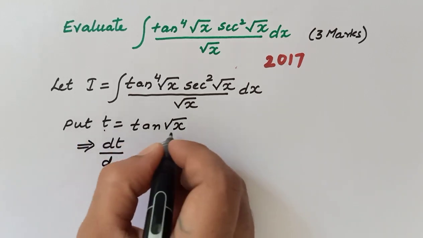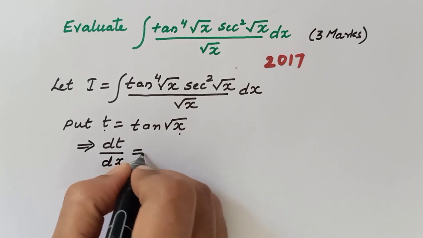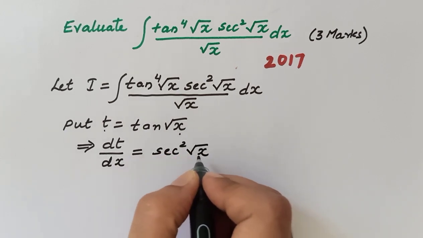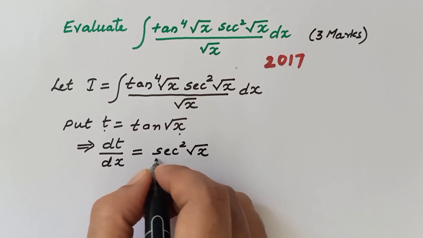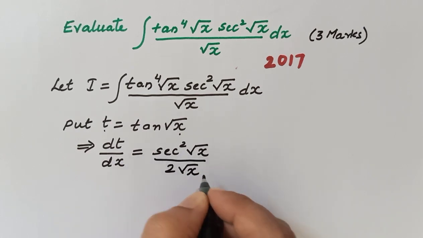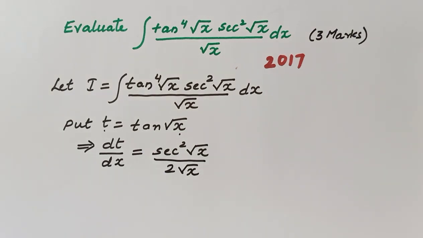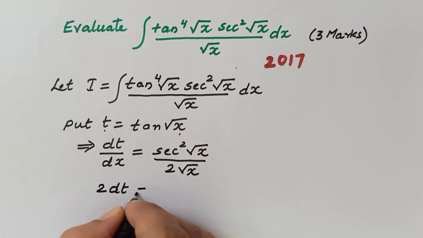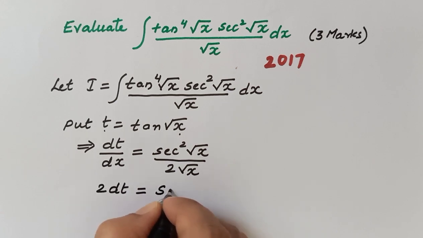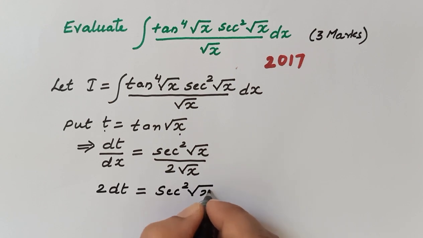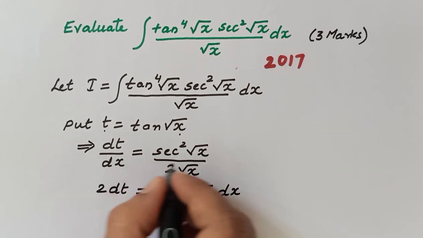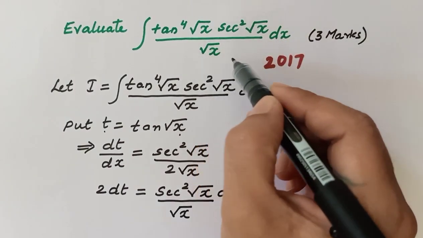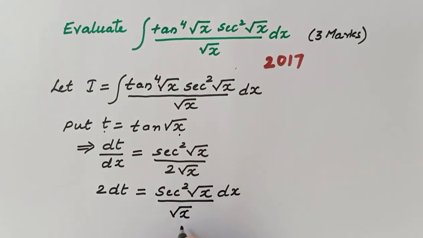Therefore, differentiating this t with respect to x, dt by dx is equal to now secant square root x, and again the differentiation of this root x is equal to 1 by 2 root x. So 1 by 2 root x, or I can write 2 into dt is equal to secant square root x into dx by root x. See here, which is already present in the question. We got the same thing, secant square root x by root x here.